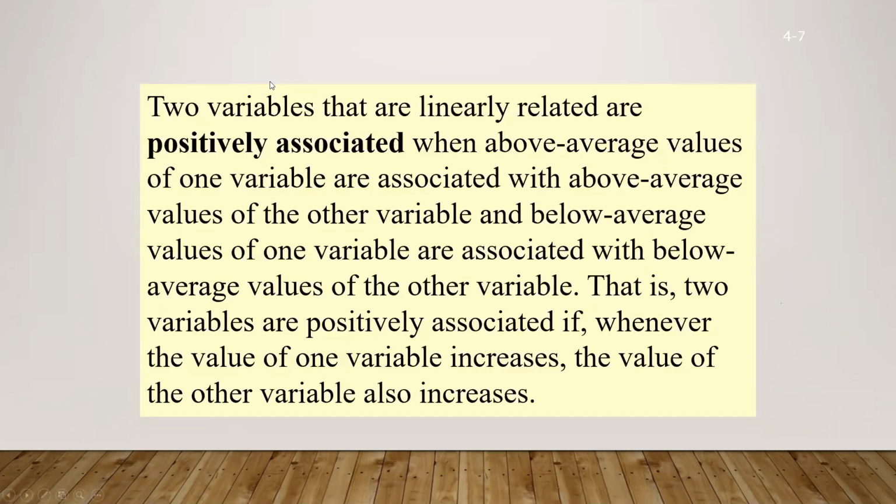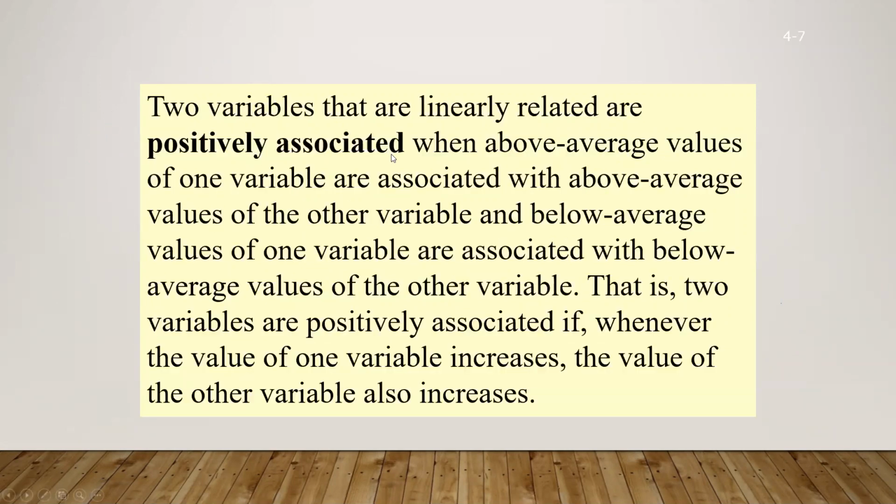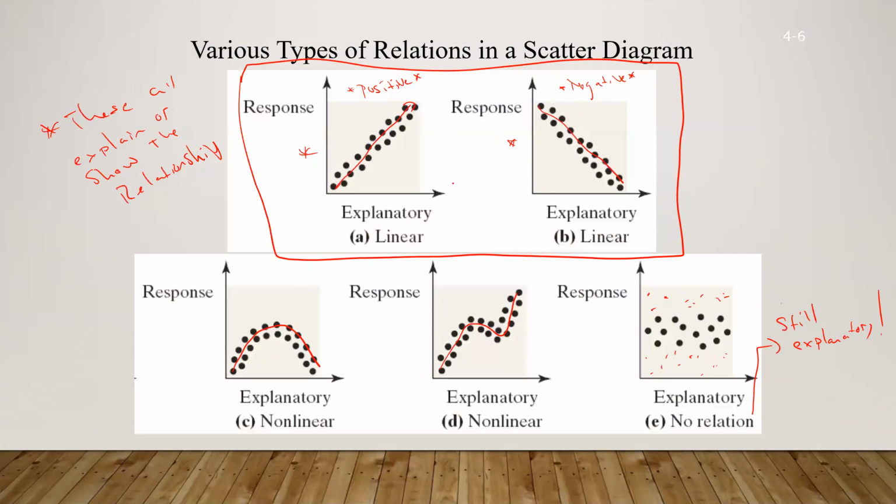Okay, so we've talked about things being positive or negative. Two variables that are linearly related are positively associated when above average values of one variable are associated with above average values of the other, and below average values of one variable are associated with below average values of the other variable. This gets a little wordy, so let me put it in layman's terms. Okay, what does that mean? Really, two variables are positively associated if when one variable increases, the value of the other variable increases. So it's upward sloping. That's all it means, okay? And that's what you see here, upward sloping.